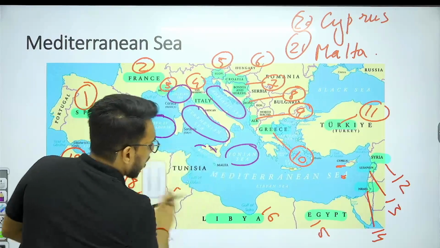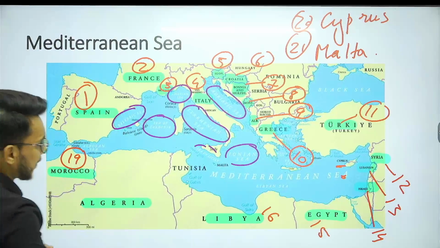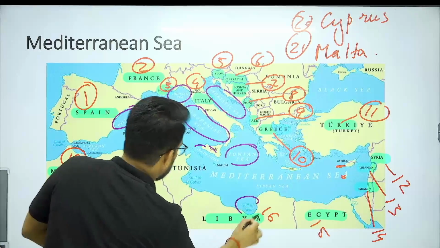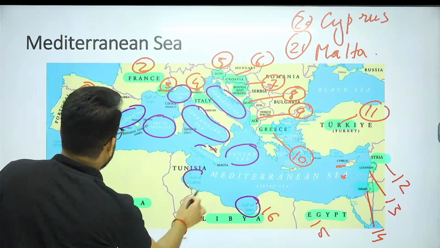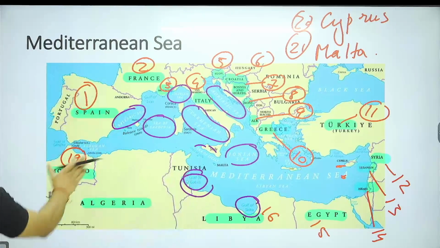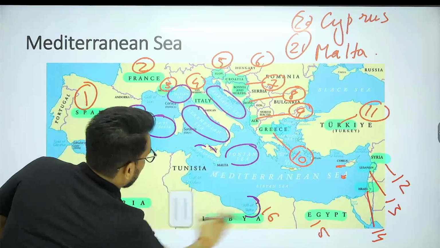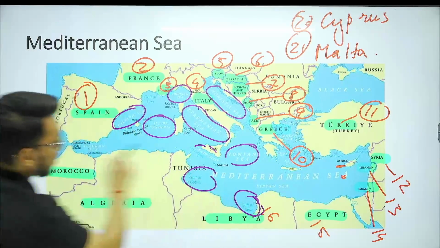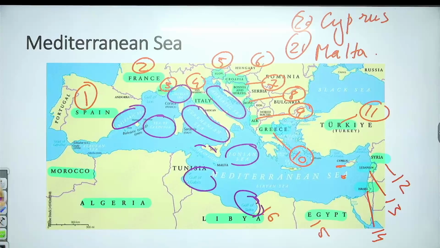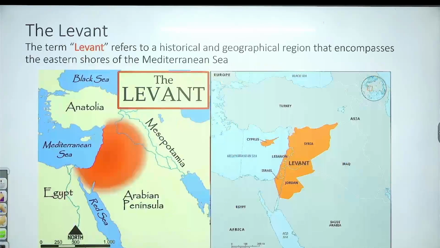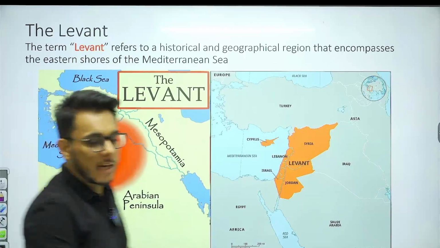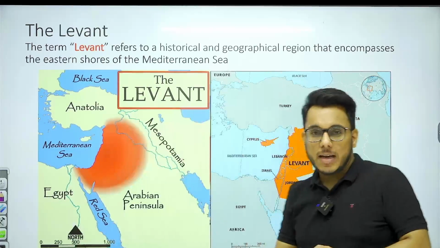Now, some important gulfs. So here we have Gulf of Sidra. Here we have Gulf of Gabes. Okay, Gulf of Sidra and Gulf of Gabes. Okay. Now, moving on to the next one, Levant. On Levant, a question has already been asked also.